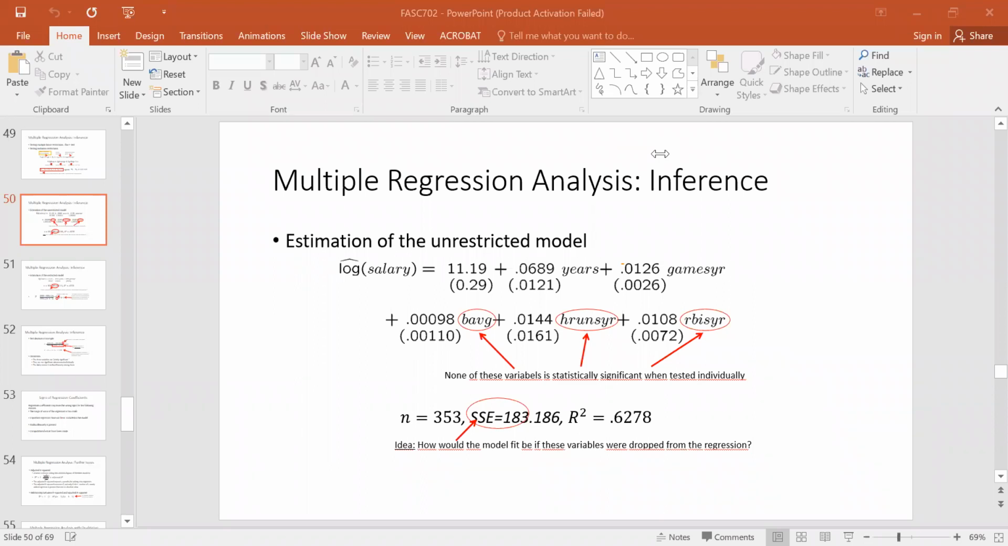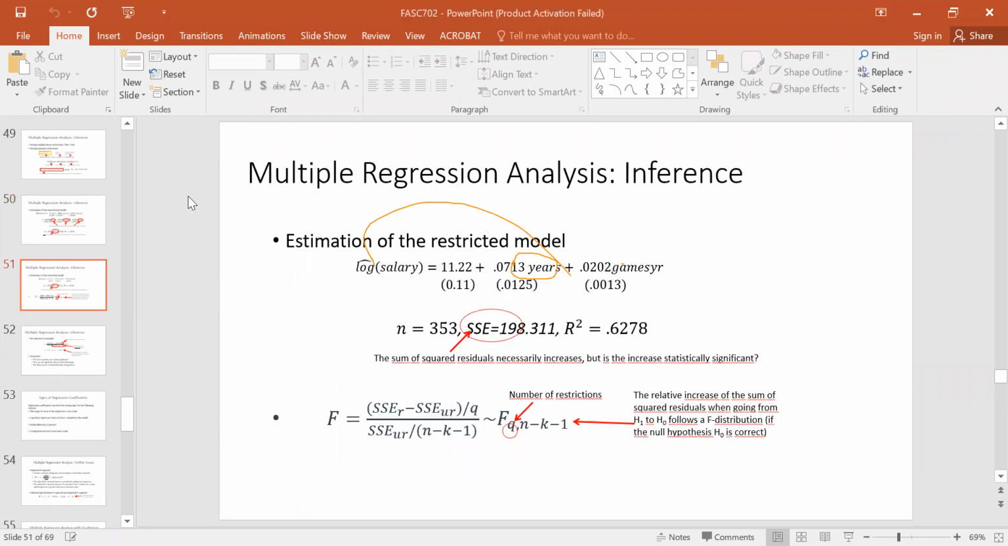Okay. So maybe you're expecting this coefficient, the effect of years on salary, maybe you expect it to be positive, and then it turns out to be negative. That's what we mean by regression coefficient having the wrong sign.